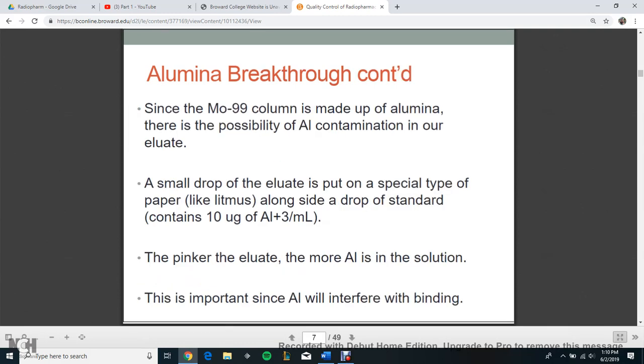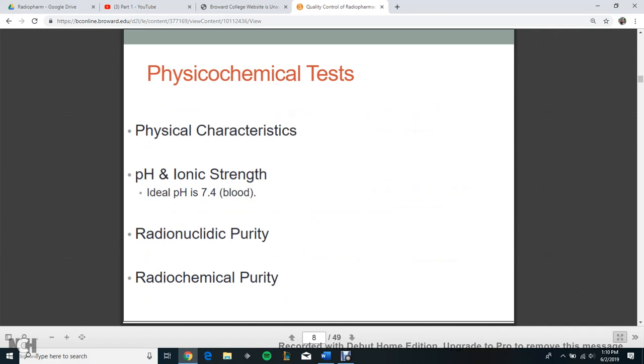Alumina breakthrough continued. Since the Moly-99 column is made up of alumina, there is a possibility of alumina contamination in our eluate. A small drop of the eluate is put on a special type of paper, like litmus, alongside a drop of a standard, which contains 10 micrograms of alumina per ml. The pinker the eluate, the more alumina is in the solution. This is important since alumina will interfere with binding.